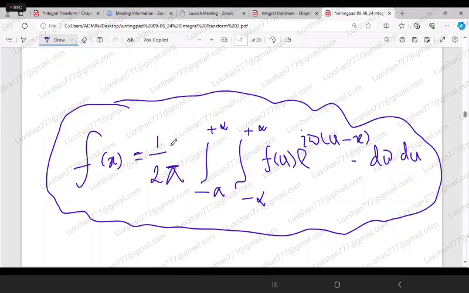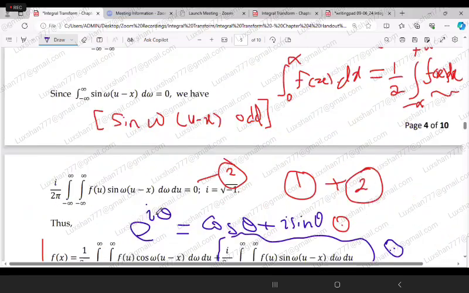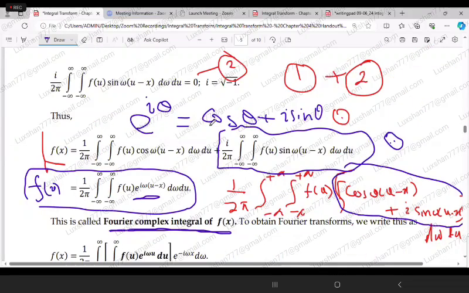So we have derived this from the Fourier integral representation, our starting integral representation. We have used some techniques here. We just added this part, because that is 0. And we are using the idea e to the power i theta equals cos theta plus i sin theta, and putting that in, we are getting this one.